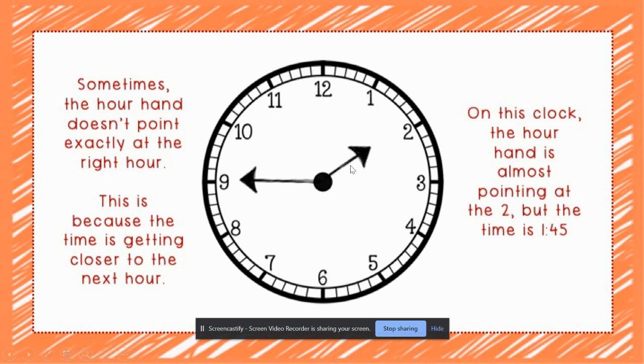So when you come across a situation where your hour hand is between two numbers, always fall backward. So in this case, this clock is showing us it is 1, fall back to 1, 45, because each jump between numbers on a clock is worth 5.